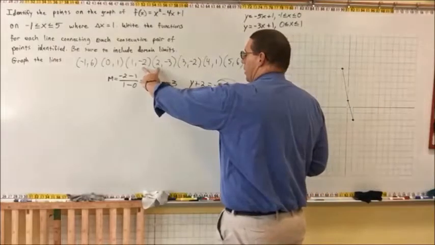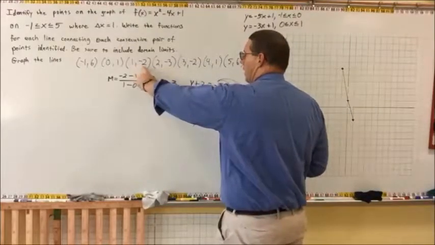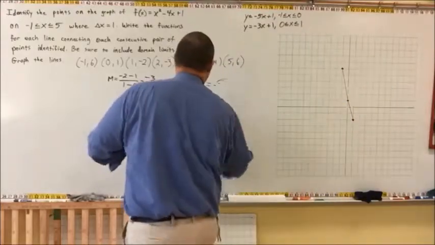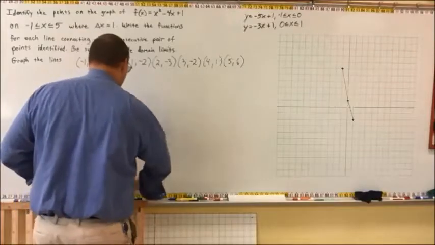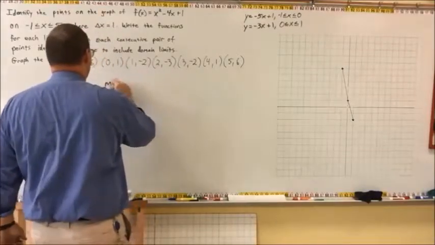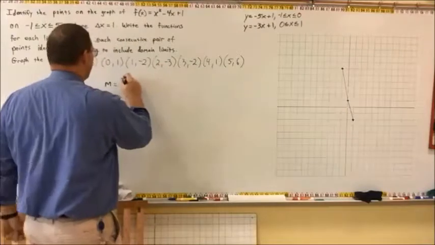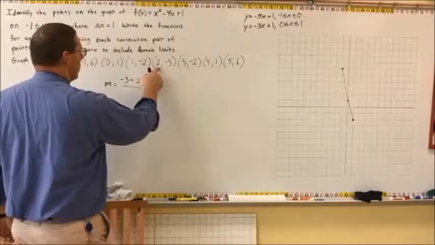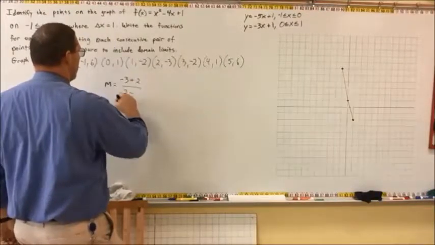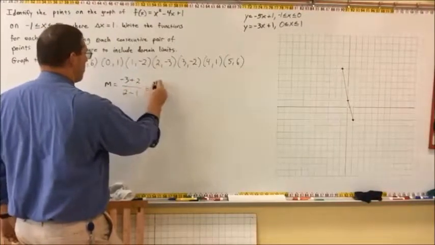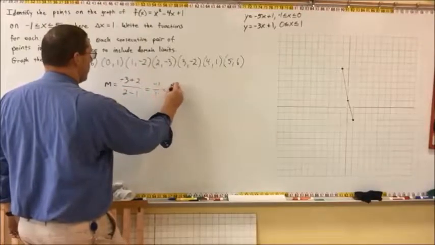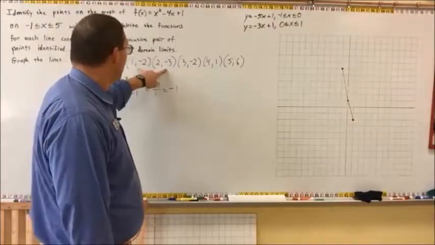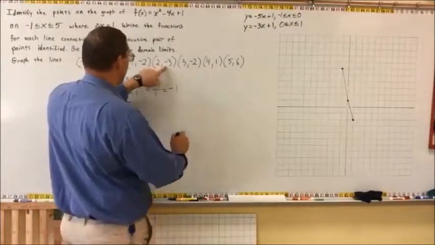Okay, now we're going to draw the line that goes between 1, -2 and 2, -3. Okay, so we need a slope. So our slope is going to be y2, -3, minus y1, which is -2, making it plus 2, over x2, 2 minus x1, 1. So -3 plus 2 is -1, 2 minus 1 is 1, giving us a slope of -1. These are our 2 points. So we'll do point slope form. We'll use this point right here.